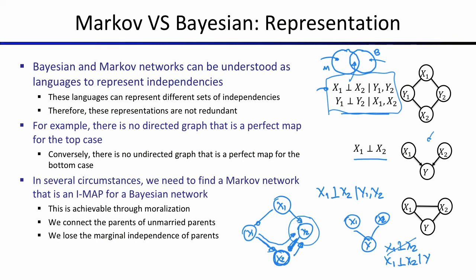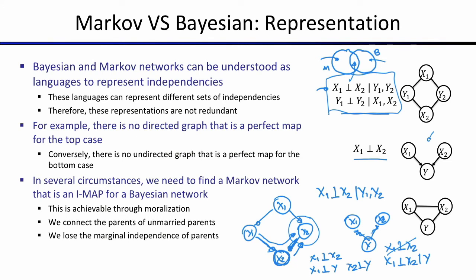And we can try to fix that by, for instance, removing some edges. So I try to remove the edges here. In this case, we will have that x1 is independent of x2, but we also have other independence assumptions. For instance, x1 is going to be independent of y, and x2 is going to be independent of y.